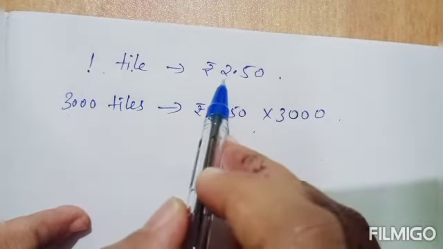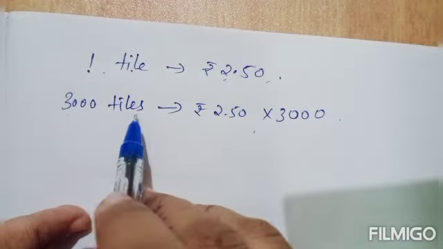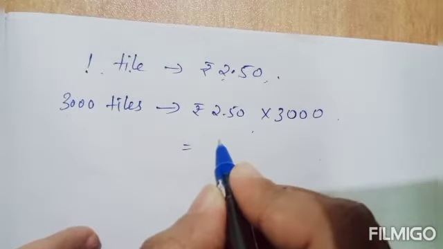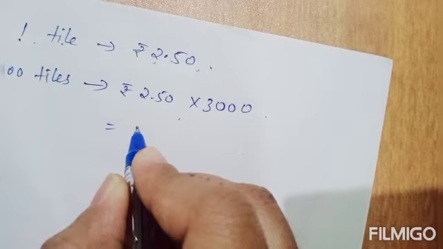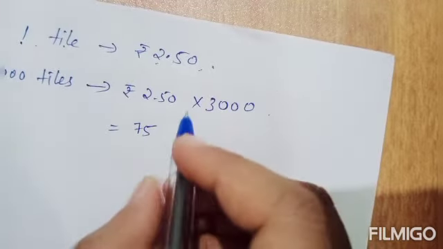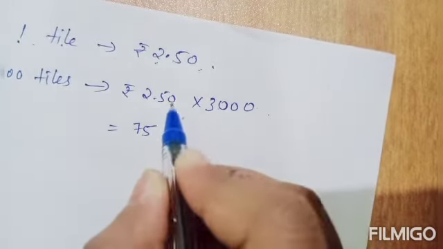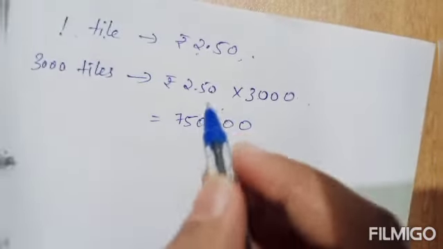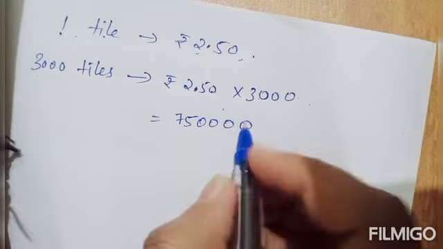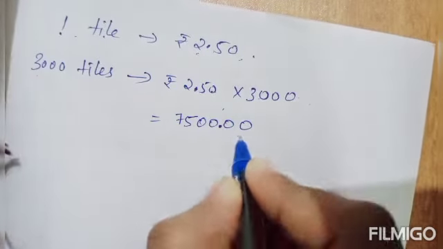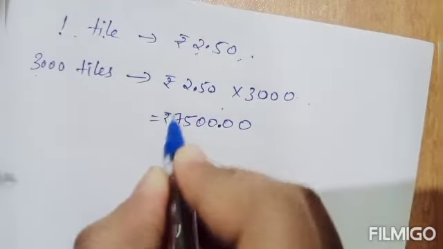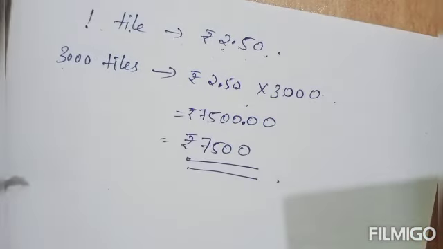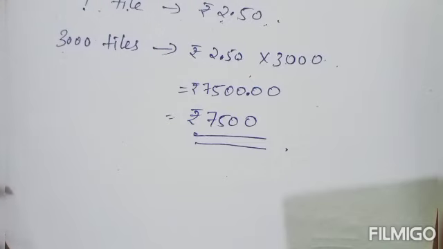Okay, the cost of one tile is ₹2.50. So what will be the cost of 3,000 tiles? 2.50 into 3,000. Okay, so 25 into 3, it is 75. Now how many zeros? 1, 2, 3, 4 zeros. Okay. Now after the decimal point, 2 digits are coming, so here also 2 digits should come after the decimal point. So the answer is ₹7,500. This is the total cost for covering the floor with those tiles. Okay.